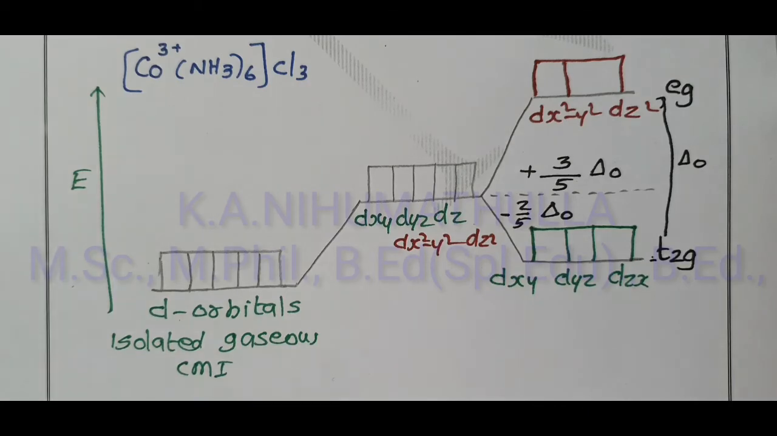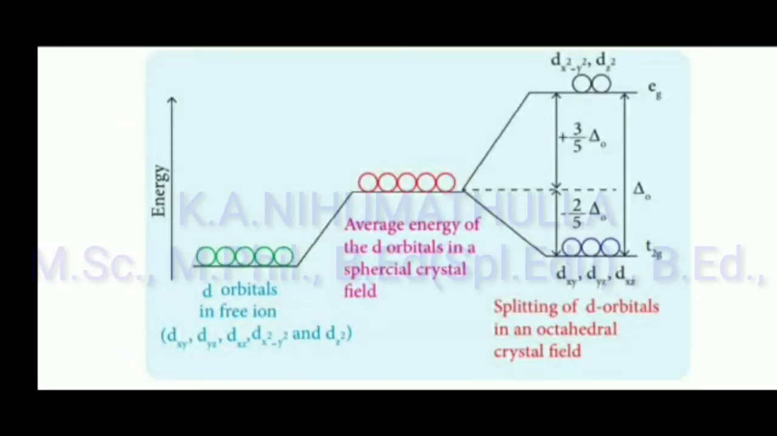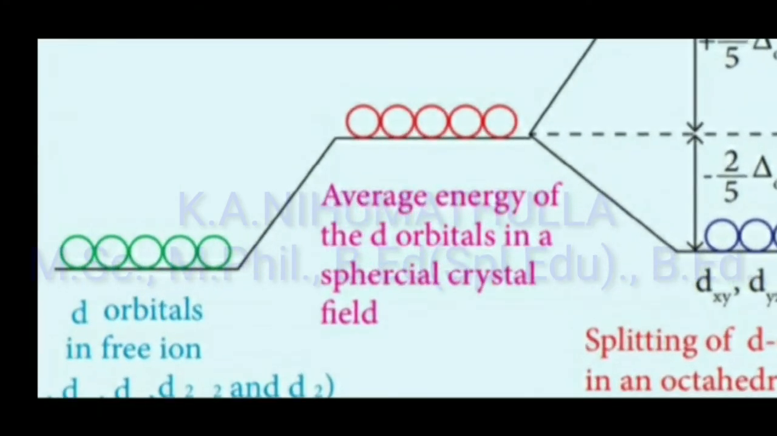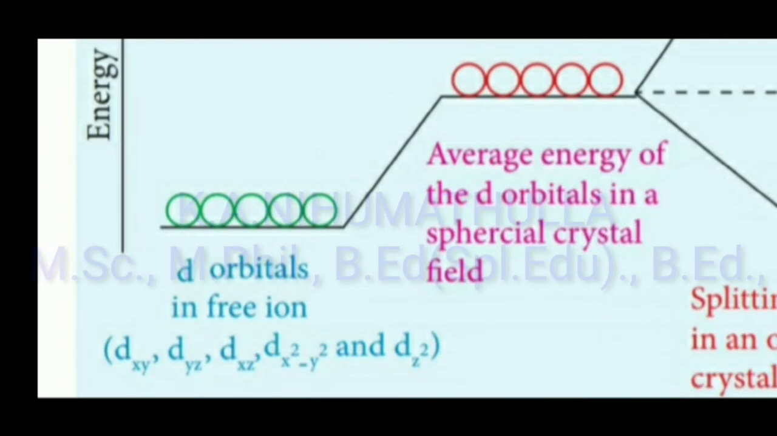Now we are going to see the actual image for this crystal field splitting in octahedral complexes. When you see this diagram, the first level is the d orbitals in the free ion. The green circle indicates that all the 5 orbitals are present in the metal ion. They are all degenerate orbitals: dxy, dyz, dzx, dx squared minus y squared and dz squared. What is degenerate? Equal energy.